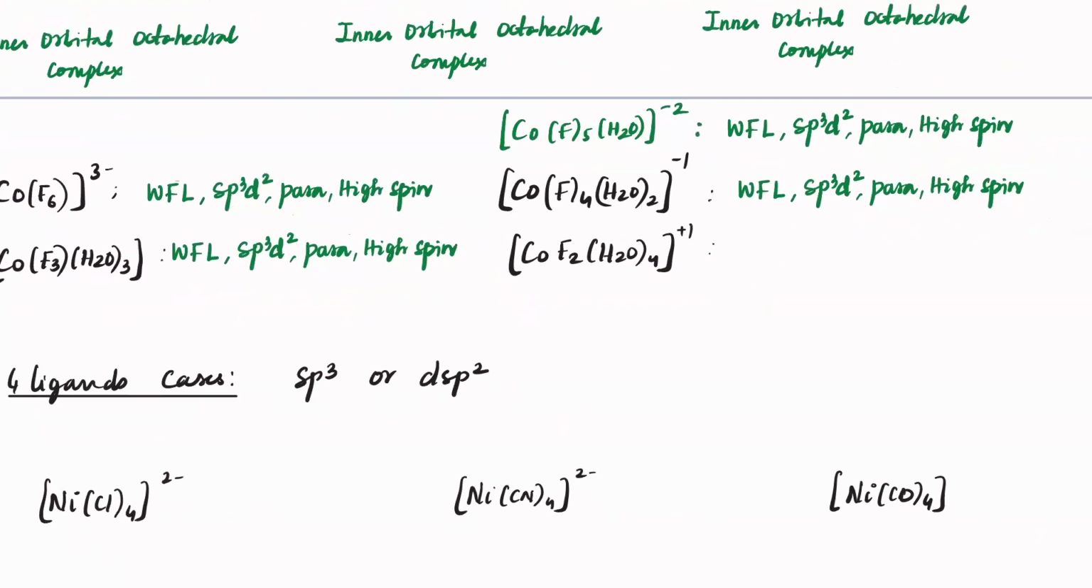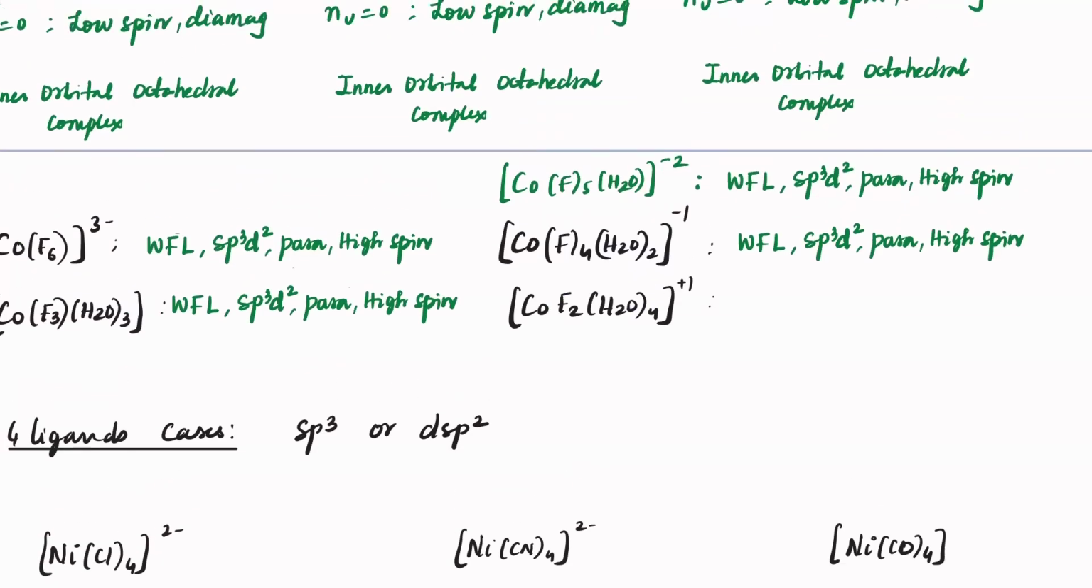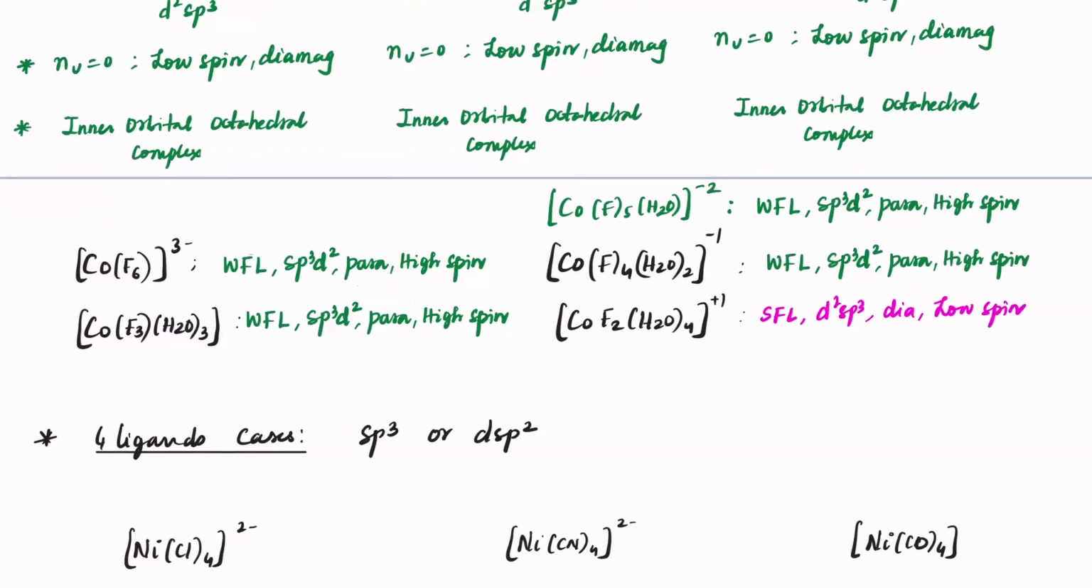Now when water will dominate, when water is more than fluorine, then this will become the above case. So it will be the same as the above case, which is strong field ligand, d2sp3. It is diamagnetic and it is a low spin complex. Clear, everybody? All these cases have been asked in JEE Advanced once in a while. So please learn that cobalt cases are very, very exceptional and important.